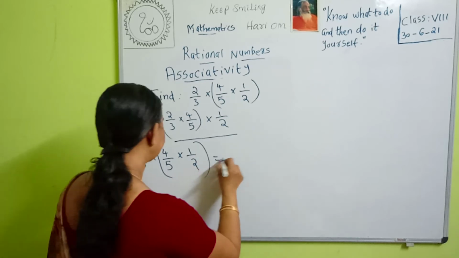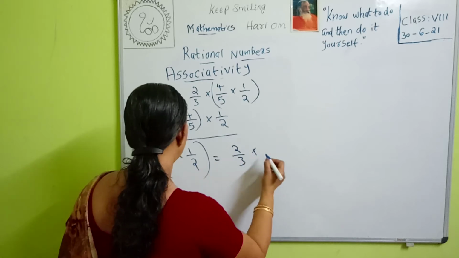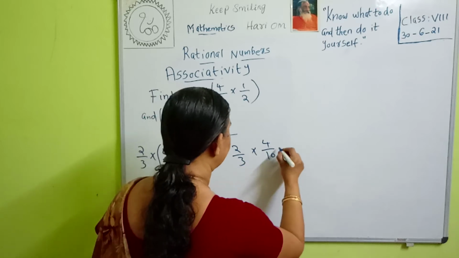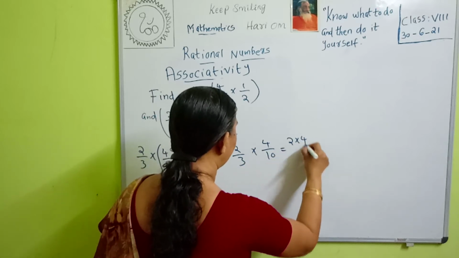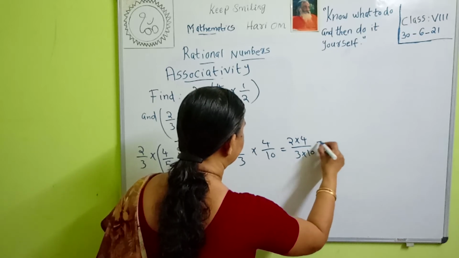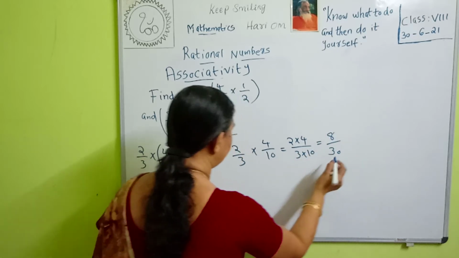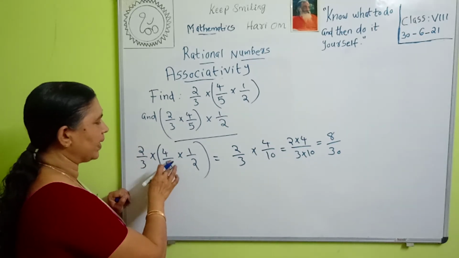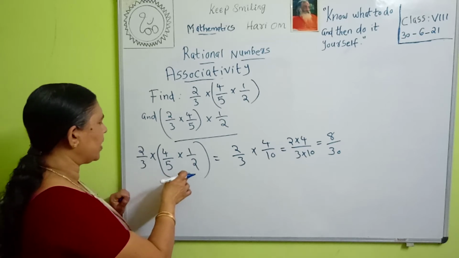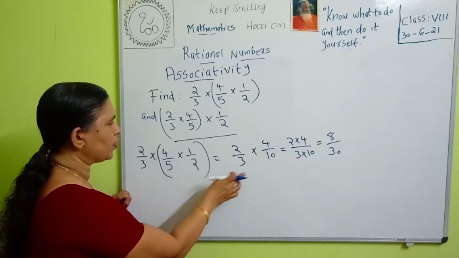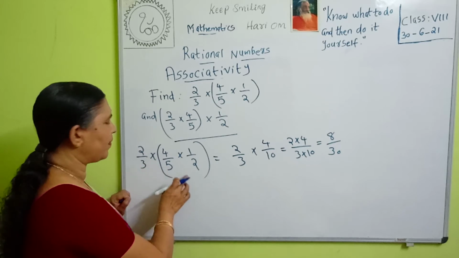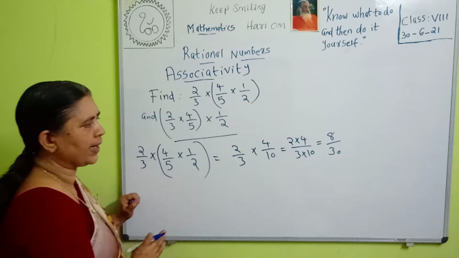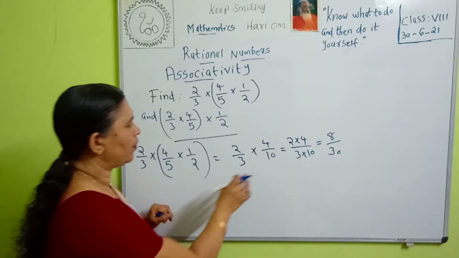That is, 4/5 × 1/2 is 4/10. So 2/3 × 4/10 is equal to 2 × 4 by 3 × 10, that is equal to 8/30. So, to multiply 4/5 × 1/2, we multiply both the numerators and denominators separately. So, 4 × 1 is 4 and 5 × 2 is 10. So 2/3 × (4/5 × 1/2) is equal to 2/3 × what is the product? The product is 4/10. So it is equal to 8/30.